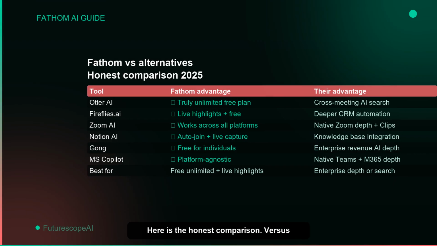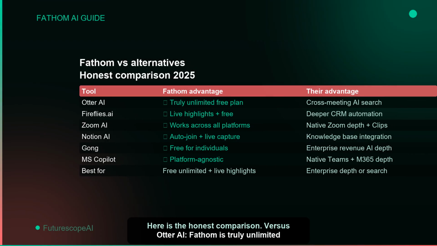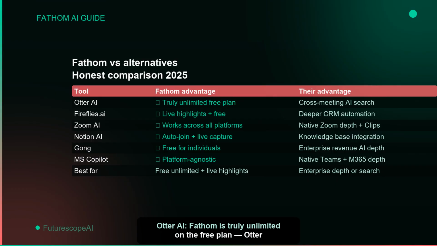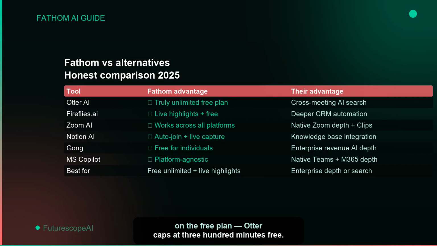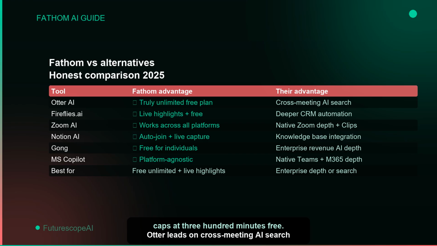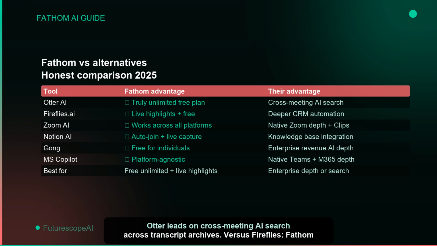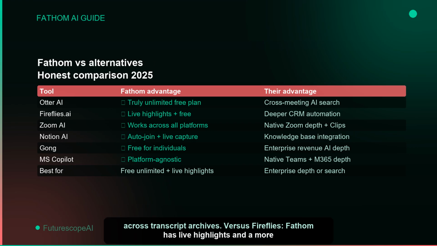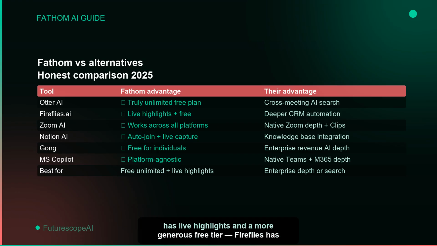Here is the honest comparison. Versus Otter AI, Fathom is truly unlimited on the free plan. Otter caps at 300 minutes free. Otter leads on cross-meeting AI search across transcript archives. Versus Fireflies, Fathom has live highlights and a more generous free tier. Fireflies has deeper CRM automation and a broader integration list.